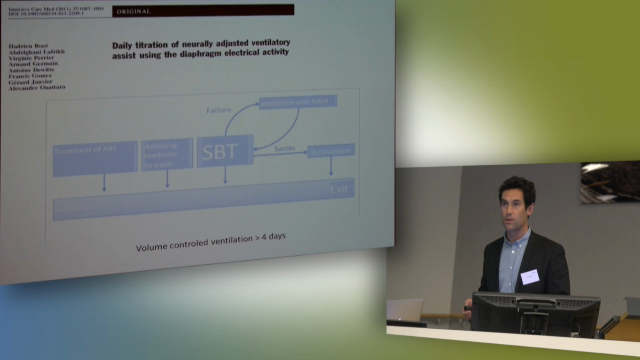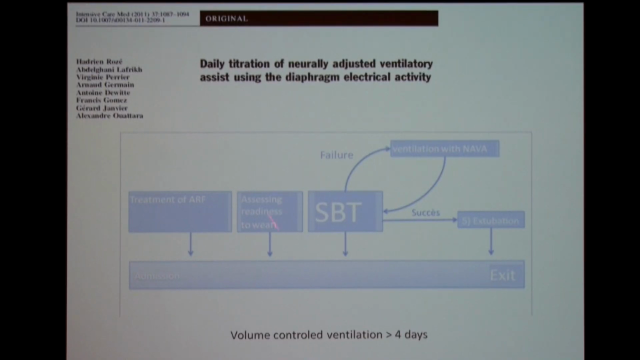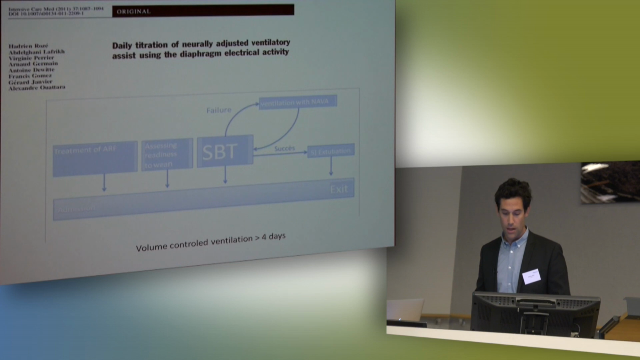So what we do in our unit, we use NAVA after a failed spontaneous breathing trial. First of all, we assess readiness to wean with pressure support, and then we do a spontaneous breathing trial. If the patient fails, we go to NAVA. Otherwise, we propose the patient for extubation.